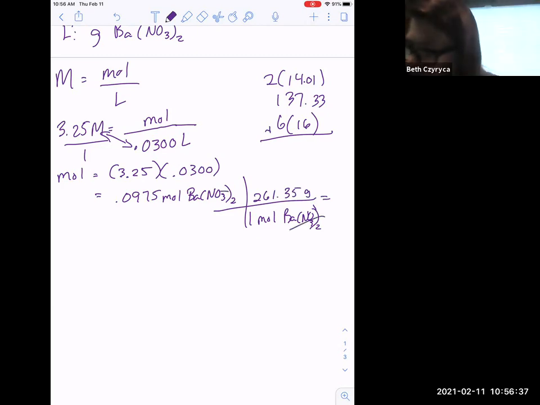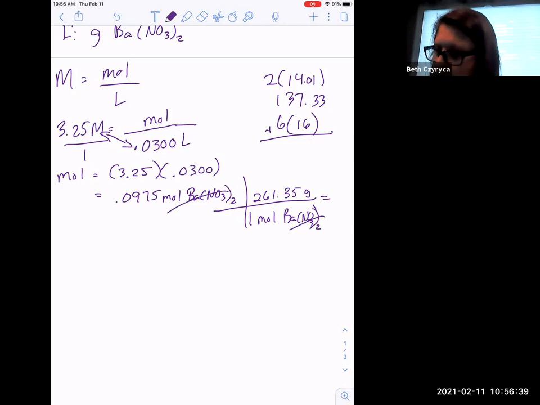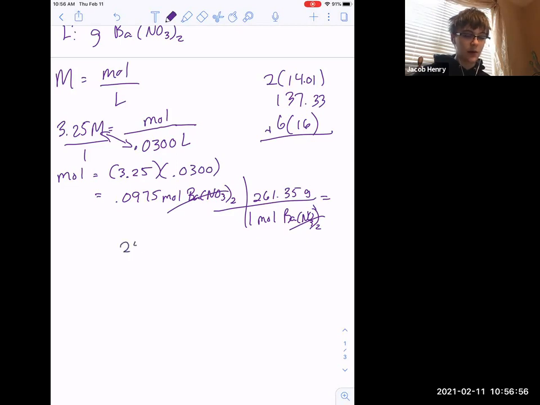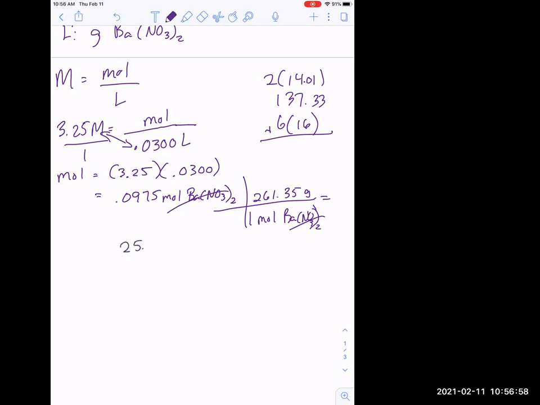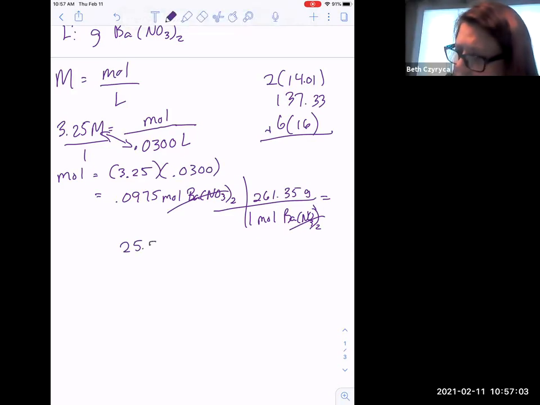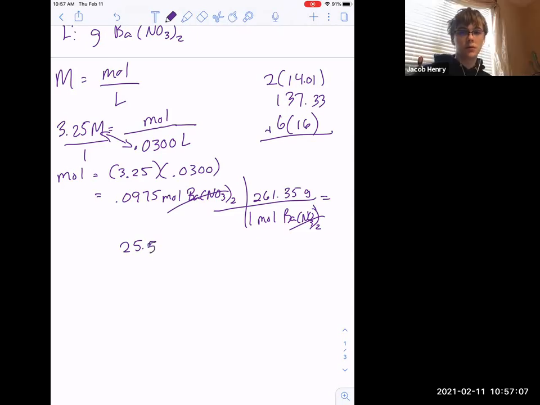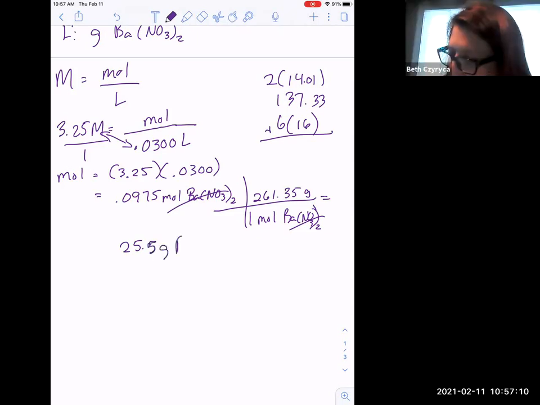We just need to calculate one more time: 0.0975 times 261.35. 25.48. I also got that. 28, did you say? Or 25.48? Yes. So 3 sig figs, and that gives us grams.